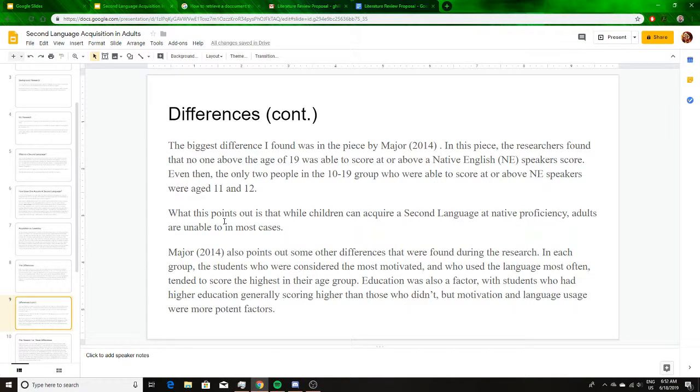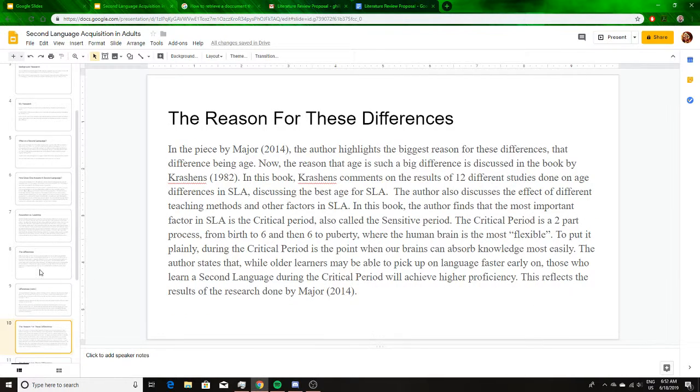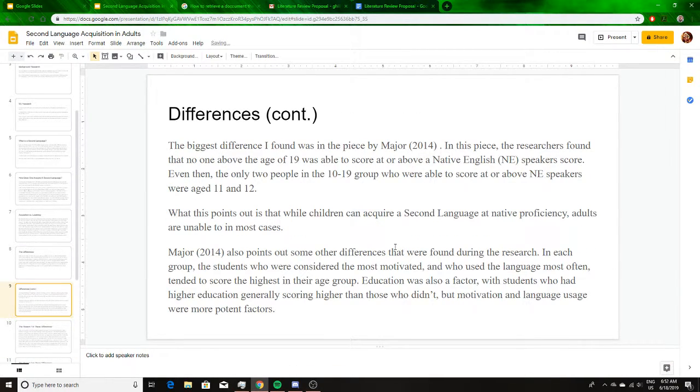What this points out is that while children can acquire a second language at native proficiency, adults in most cases are not able to. Now, you can't say that it's not possible because there are standout cases, but for the most part, adults are not able to achieve that native proficiency like these younger children are.